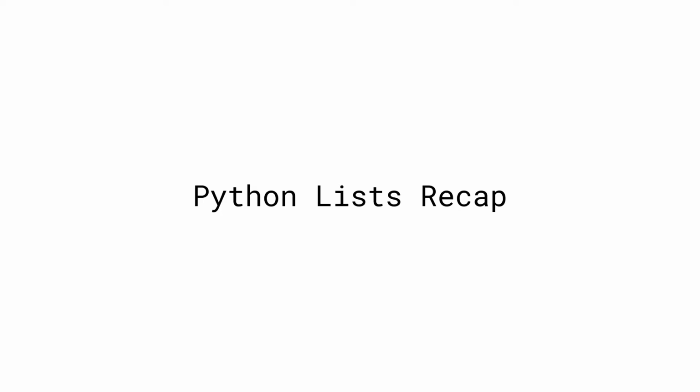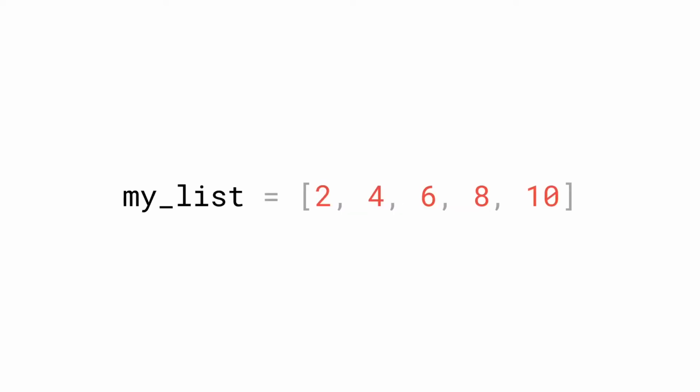So first I thought I'd begin with a recap of Python lists. You can skip ahead if you already know this. Here we have a regular old Python list with 5 elements: 2, 4, 6, 8, and 10. We can access these elements by using list indexing.